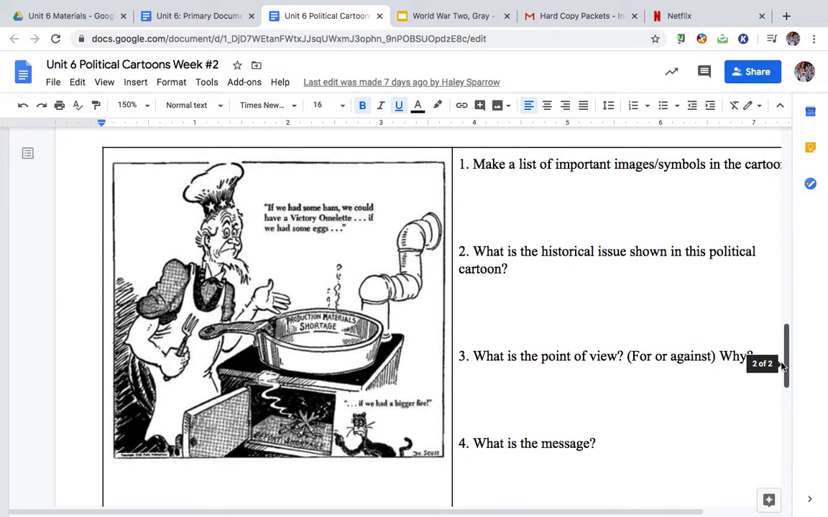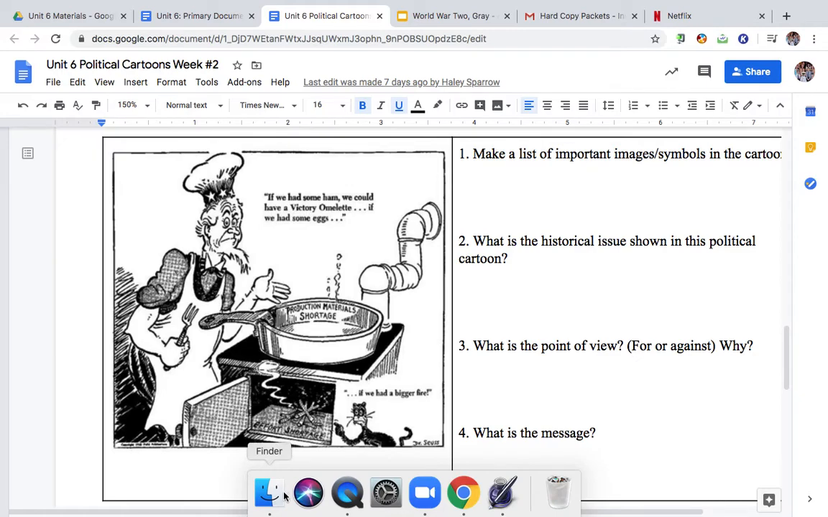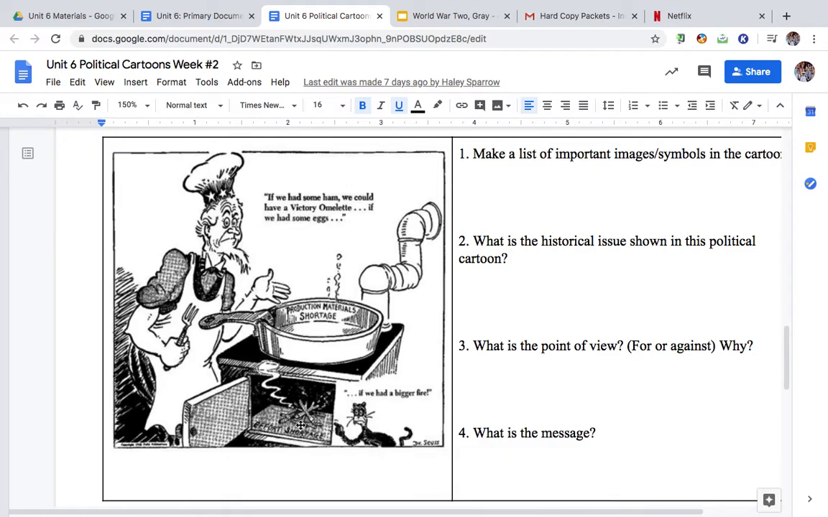The third one is looking at a little bit different perspective. Again, we see the patriotic hat here, so that could represent Uncle Sam. We have production material shortage, and down here we have effort shortage. Then we have a little cat saying, "Oh, if only we had a bigger fire." Uncle Sam is saying, "If we had some ham, we could have a victory omelet. If we had some eggs." So again, talking about effort, talking about production material shortage.